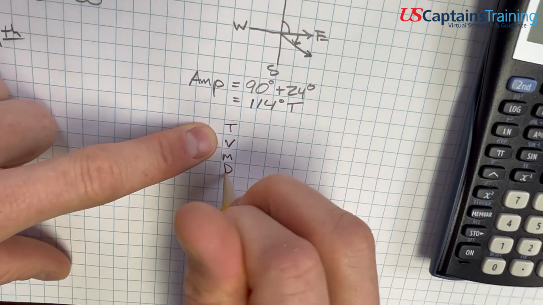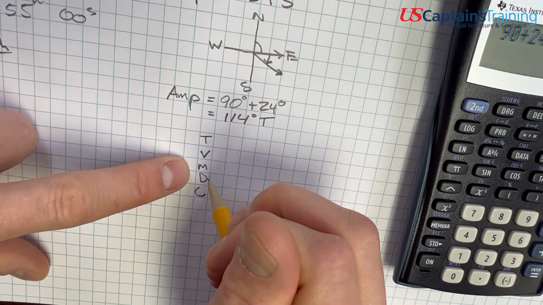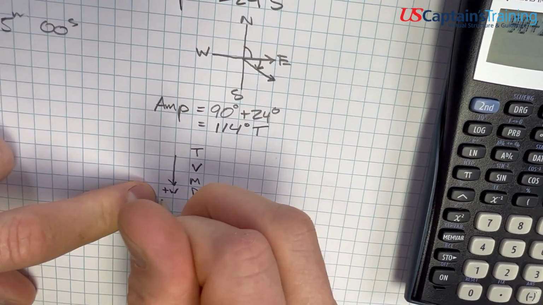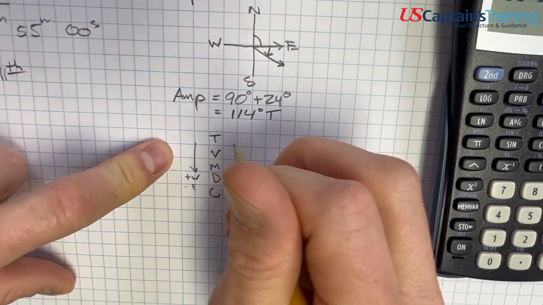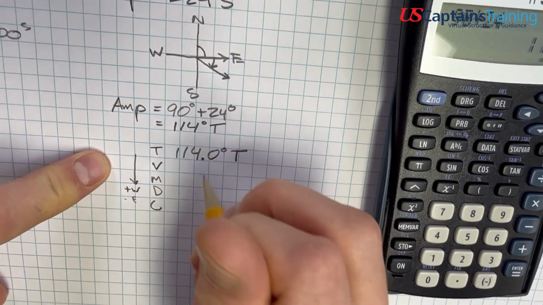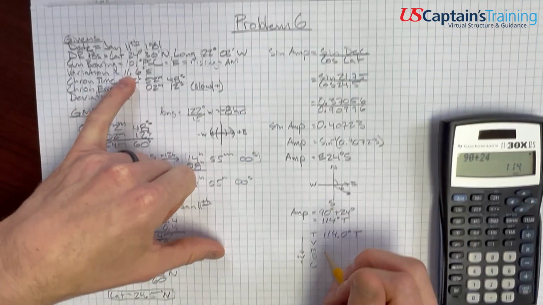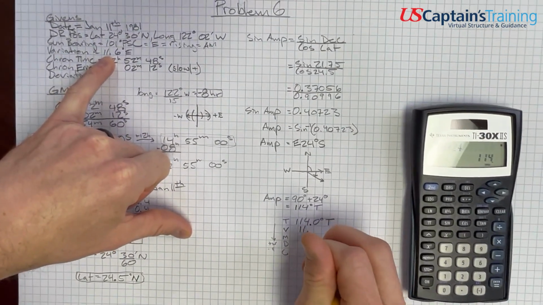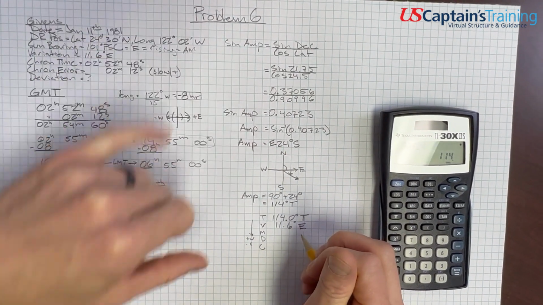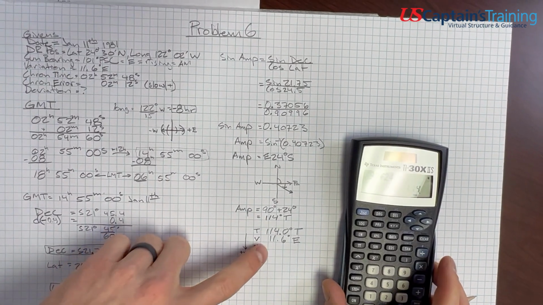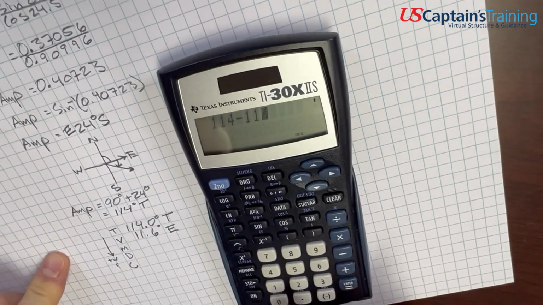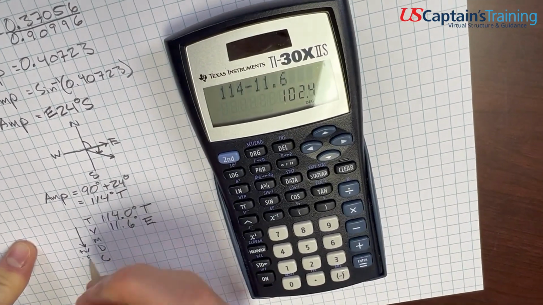Now we can put this into our compass correction, which is TVMDC: true, variation, magnetic, deviation, compass. When we're correcting down, we add west, so we subtract east, and we do the opposite if we go up. So true is 114.0 degrees. Variation was given as 11.6 degrees east. That'll give us magnetic. We're going down, we subtract east. So 114 minus 11.6 equals 102.4.